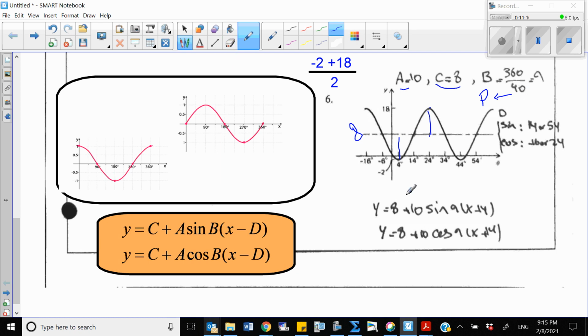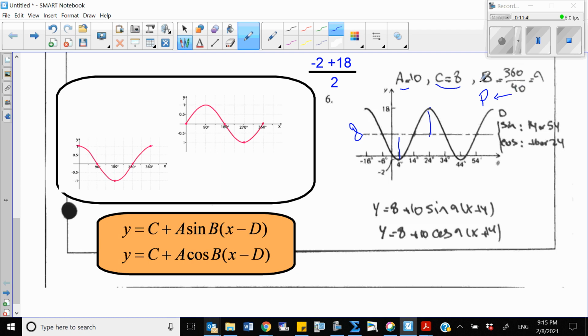Now, how do I find the B value? Divide 360 by that period. 360 by 40 is 9. How do I know if I need to divide 360 or 2 pi? Depends on what we are working on. In this case, your function is working with degrees, so that's why I use 360. If it was working with radian, I had to use 2 pi here. So anyway, here 360 divided by 40 is 9.